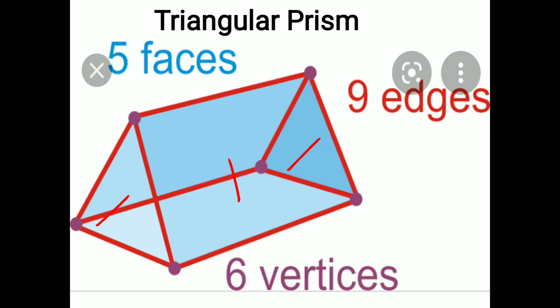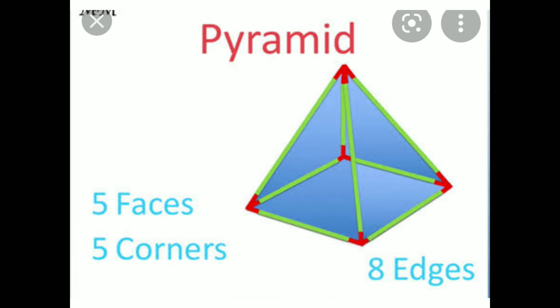So total faces become 5: 2 triangular bases and 3 rectangular sides. Now we will count its edges. If I count, total edges are 9: 1, 2, 3, 4, 5, 6, 7, 8 and 9. And count its corners where the lines are meeting. There are 9 edges and 6 vertices. Clear? Now we will talk about another three-dimensional shape, that is pyramid.